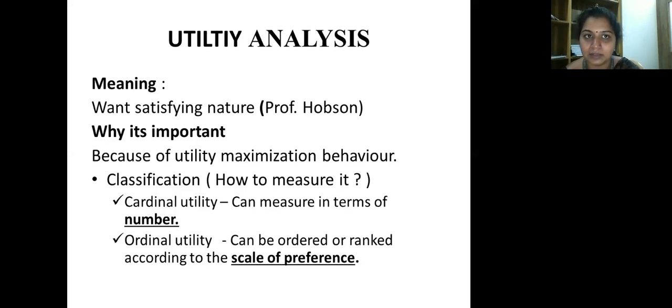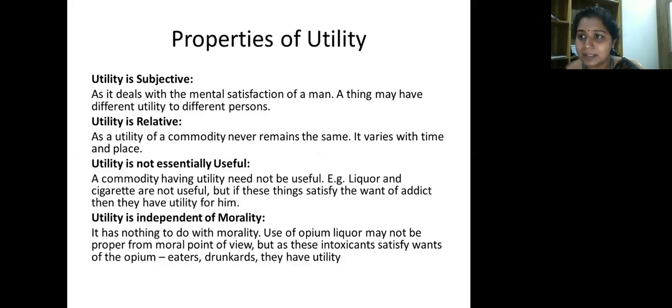Utility analysis. To understand it thoroughly, you should know what the properties of utility are. We all know these are the basics, so I will just go through them fast. Utility is subjective, which means you cannot measure it. It will change from person to person. You cannot exactly say what it is. So that is, utility is subjective.